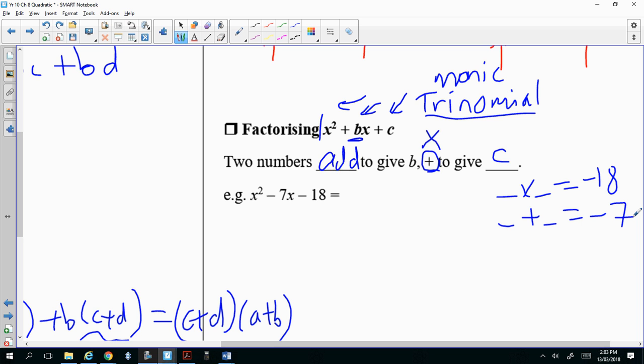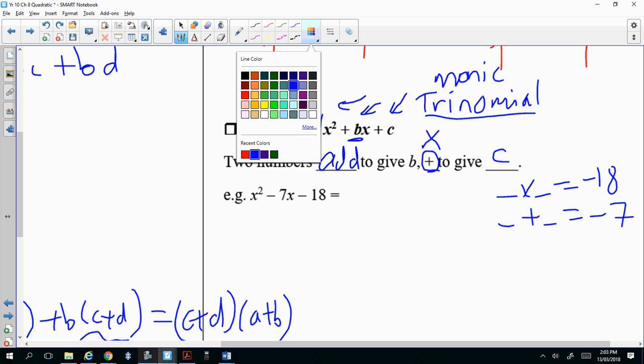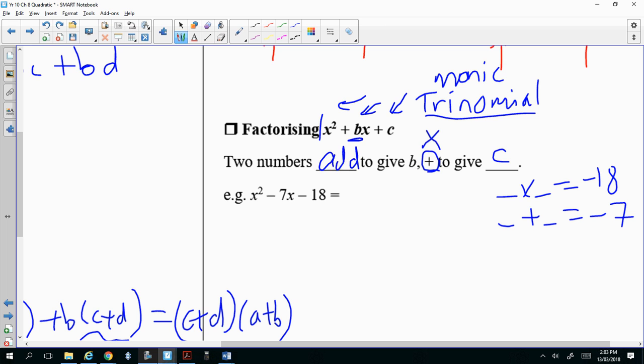Starting with 1 times 18 is 18, and then list them off. So you go -1 times 18, -2 times 9, -3 times 6. Yeah, -9 and 2. Yep, that worked: -9 plus 2 gives -7. So you can write (x - 9)(x + 2). Done.